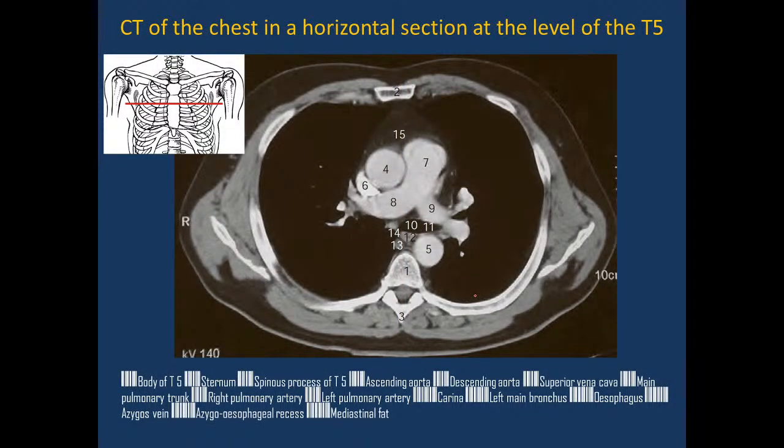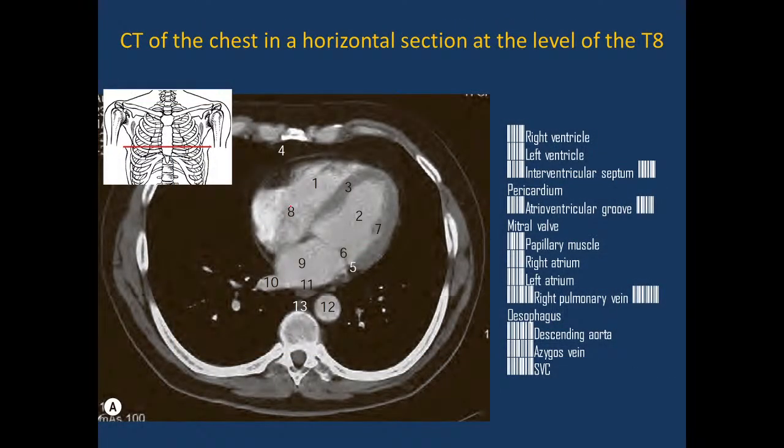CT scan of the chest in horizontal section. This is the level of thoracic vertebra number 5. You see also the aorta, ascending and descending. It is the same picture, but lung tissue is also visible. This is an option when we don't see lung tissue, because that is a special option to see only soft tissue like heart chambers and muscles, etc.